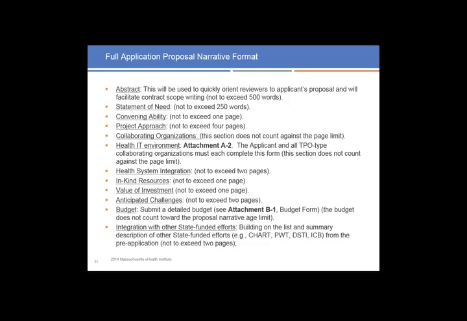to bring organizations together. The project approach, your collaborating organizations, the health IT environment, this is attachment A2 that you would complete, but each organization, each TPO type organization should complete this. If you have collaborators that are non-TPO type organizations, they would not have to complete this attachment A2. A description of how you're going to integrate to your broader health system, offering of any in-kind resources, whether it be personnel, funding, or other. The value of this investment for you, anticipated challenges, the budget, and there is a budget template we provide to ask you to complete that, and integration with other state-funded efforts. So this essentially builds on that previous table that you created in the pre-application and expands on that.